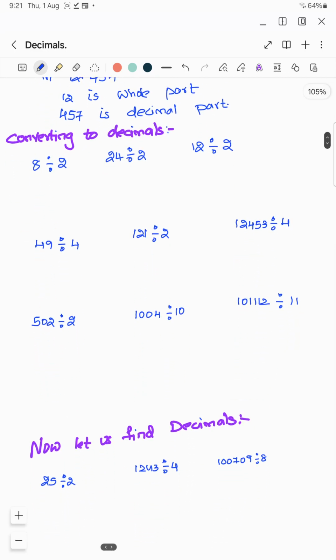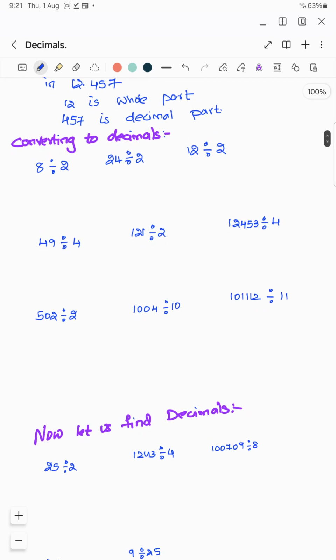Okay, now let us discuss converting to decimals. Before converting to decimals, let us learn how to do divisions. For example, 8 divided by 2. Here 8 is the dividend and 2 is the divisor.